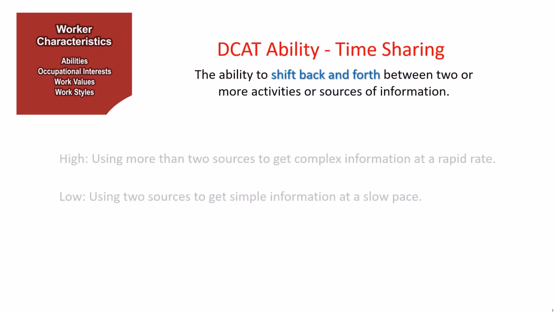And finally, let's take a look at time sharing, the ability to shift back and forth between two or more activities or sources of information. At the high end, this would involve the worker using more than two sources to get complex information at a rapid rate. At the low end, this would involve the worker using two sources to get simple information at a slow pace.